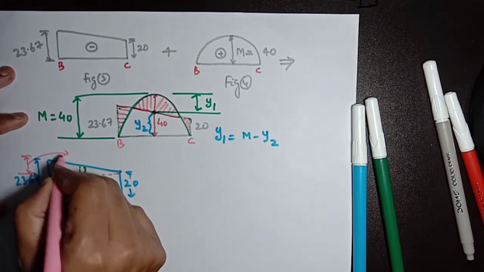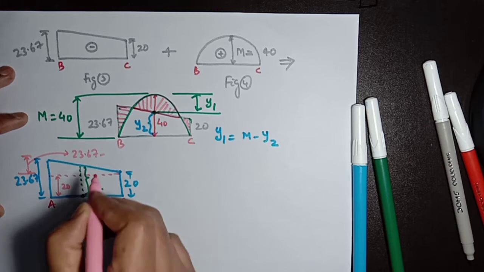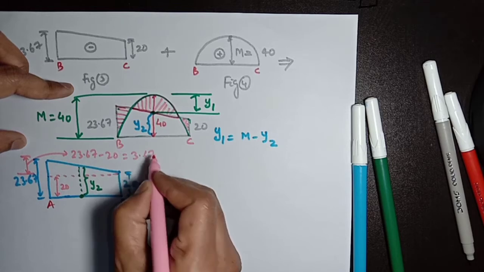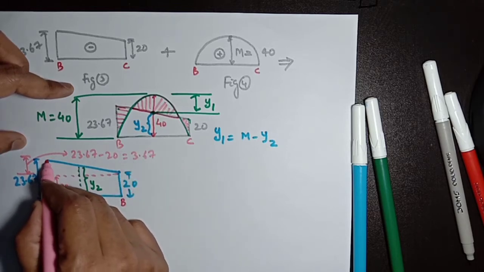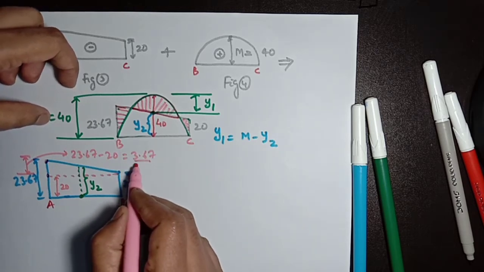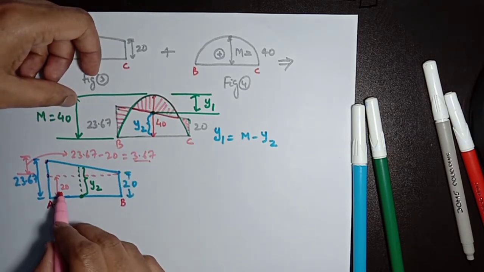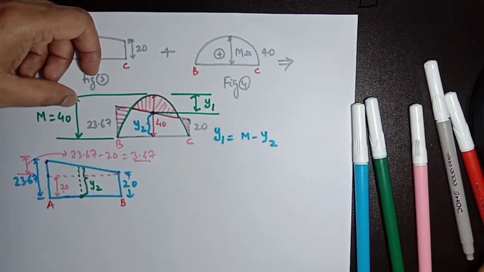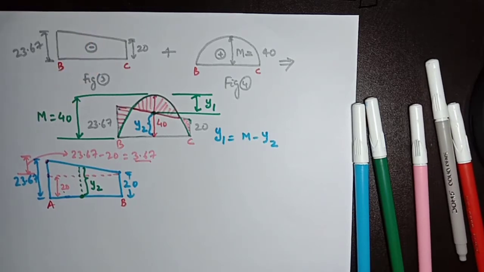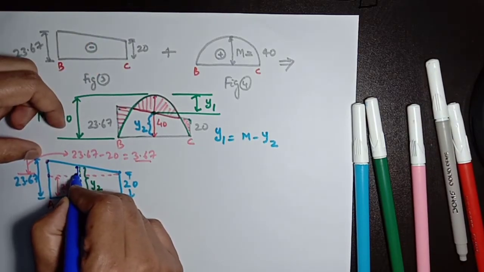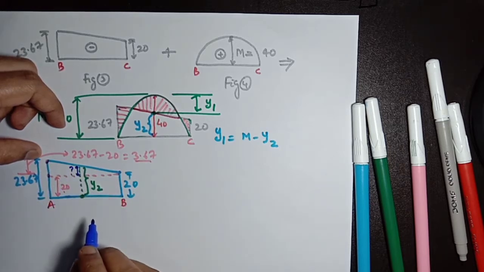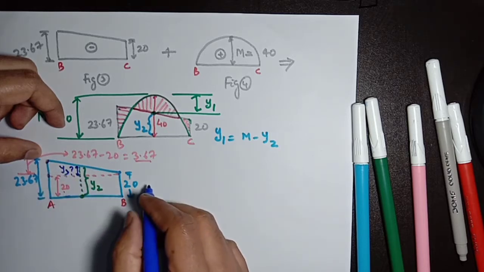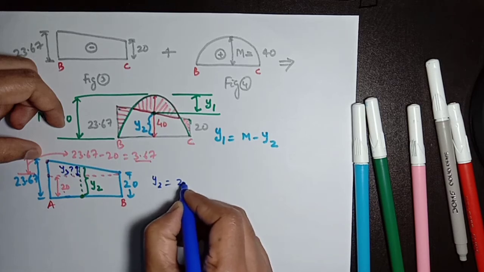This value will be 23.67 minus 20, it will be 3.67. This value will be from this to this, 23.67, 3.67. Now this value is 20. If we are able to calculate this value here, then, suppose this value is y3, therefore y2 will be 20 plus y3.